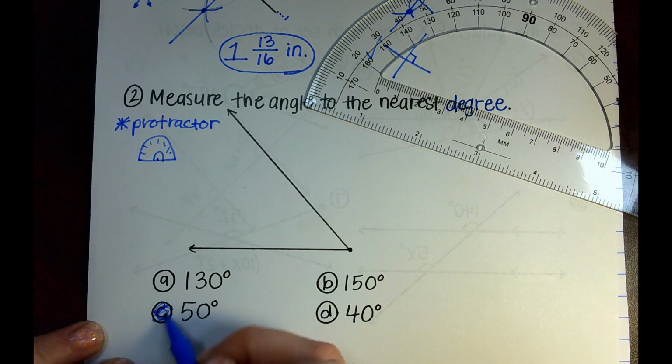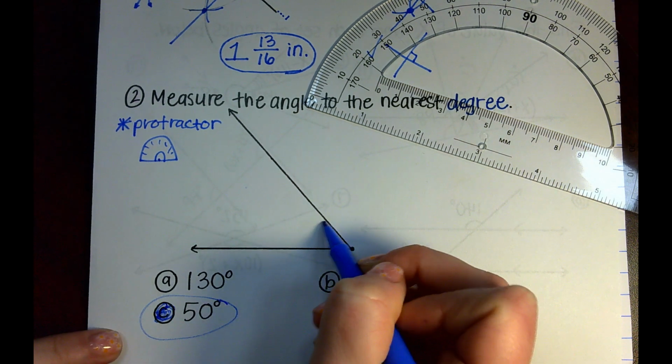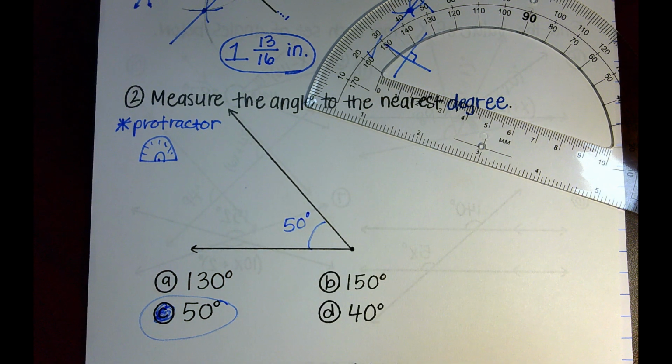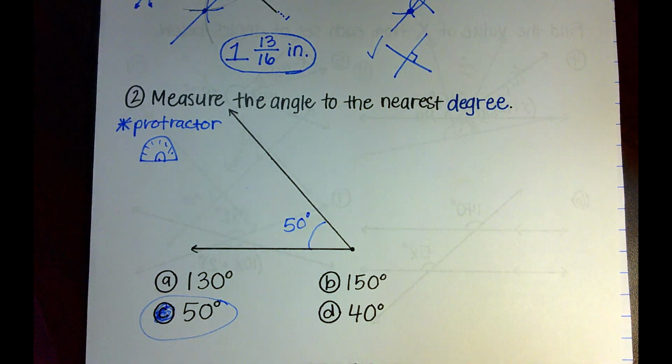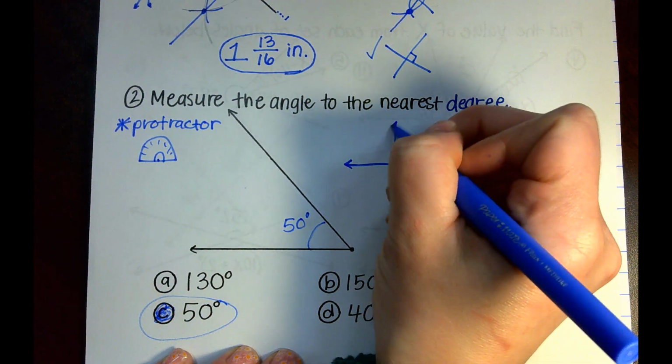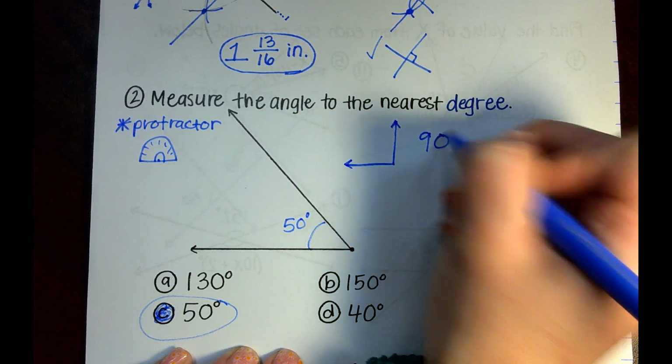You could just color it in, circle it. I mean, you could label it. You don't have to. If you don't, you don't lose points. But 50 would be your answer for number 2. So just be careful. If it helps to have a little guide, remember, this is 90.